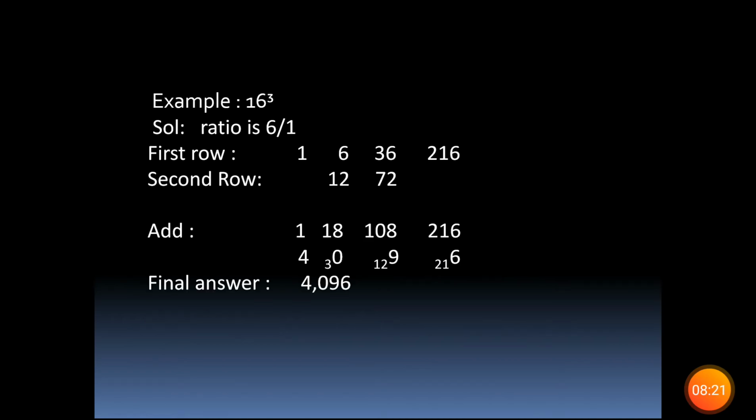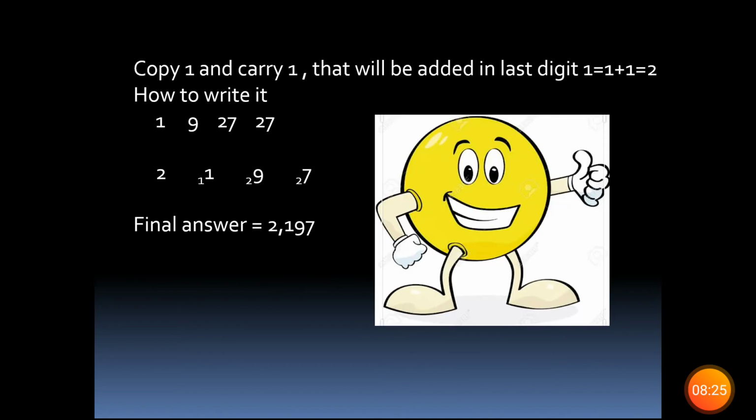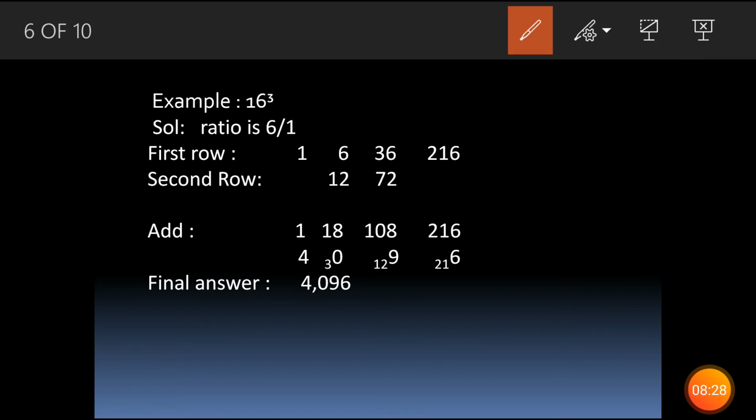You can see it here that 1, 6, 36, 216 and 12, 72. Now you add 216 as it is, 36 and 72, that is 108, 6 plus 12, that is 18, and 1 as it is. Now you are going to write the final answer.